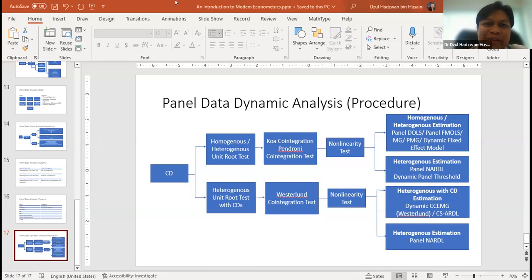Because nowadays the development of econometrics is very fast. So in 1 year we can have multiple new techniques. Like threshold, nowadays there are a lot of techniques for threshold. So you need to update yourself with the new articles in the journal.